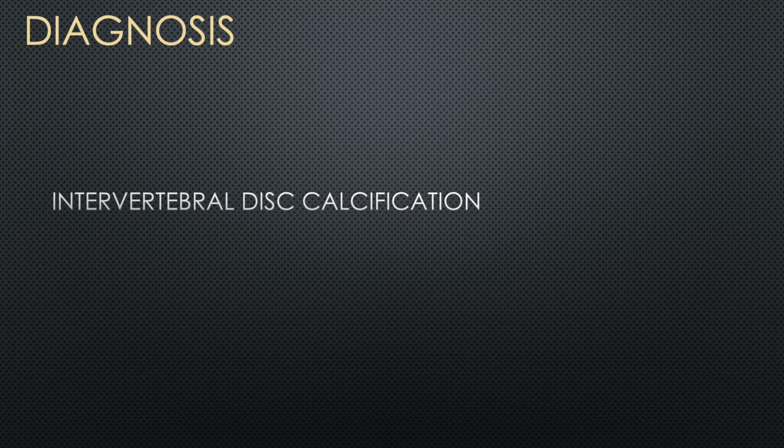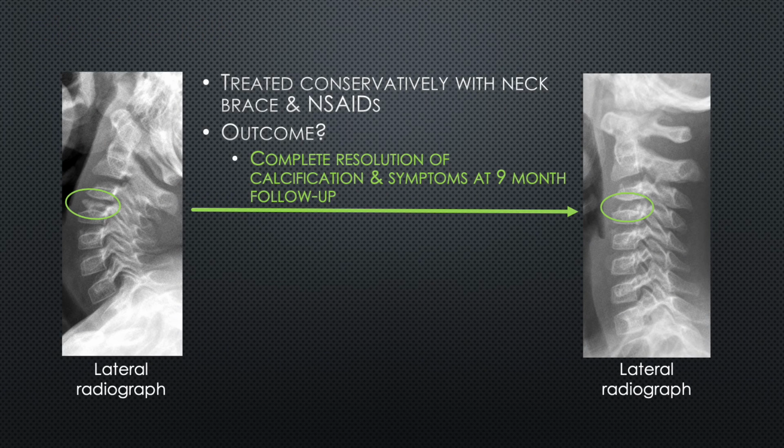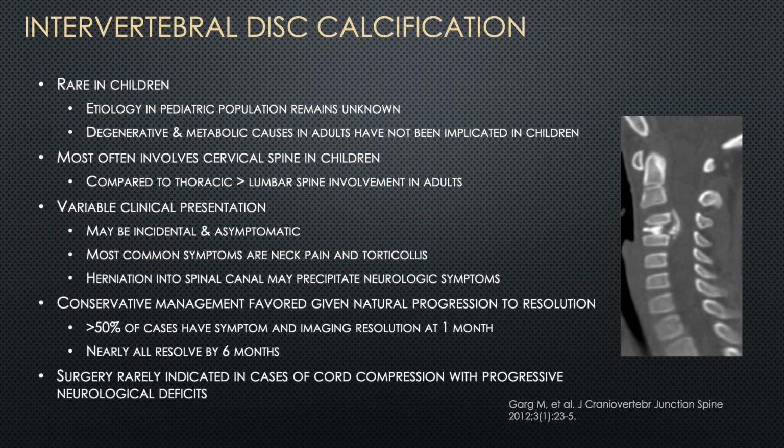Well, an uncommon cause, I've seen a few cases of this. The good thing is it's treated conservatively with braces and NSAIDs, and in most cases you get complete or almost complete resolution. In this example, after 9 months, there was almost complete resolution of those disc calcifications. As I mentioned, it's very rare in children. It could be seen in some degenerative or metabolic causes in adults. Most often it involves the cervical spine, as we saw in this case, with a variable clinical presentation. Conservative management is needed and surgery is rarely indicated in these cases.